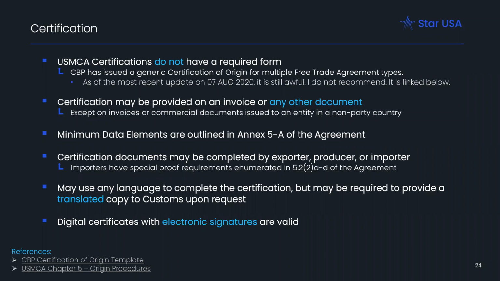The data elements that are required are generally not part of your standard commercial invoices, certainly not your packing lists or your bills of lading. So it's often not worth the trouble of changing your entire invoicing structure to meet the USMCA requirements versus just having an additional document that you use for the certification process. But on paper, you can use the invoice. We'll look at the minimum data elements here on the next slides. So we'll take a look at those.